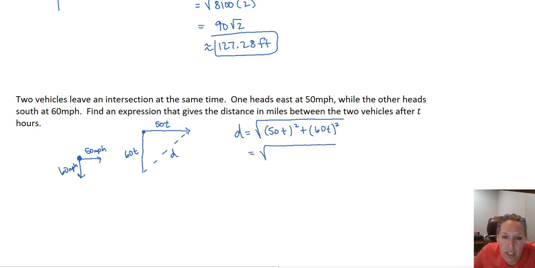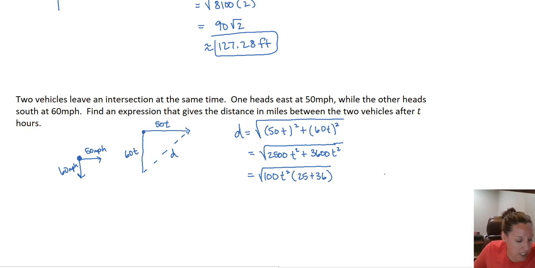So simplifying that, 50 squared is 2500 t squared, and then (60t) squared is going to be 3600 t squared. Let's see, I know we've got a common factor of t squared. We've also got a common factor of 100. So I'm going to go ahead and factor those out. That's going to leave us with 25 plus 36. 100 t squared is a perfect square. That's going to be 10 times t.